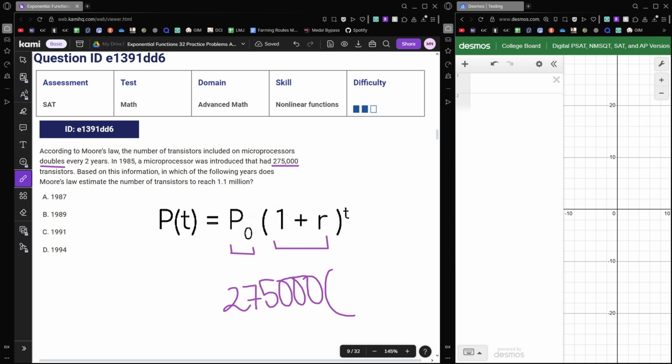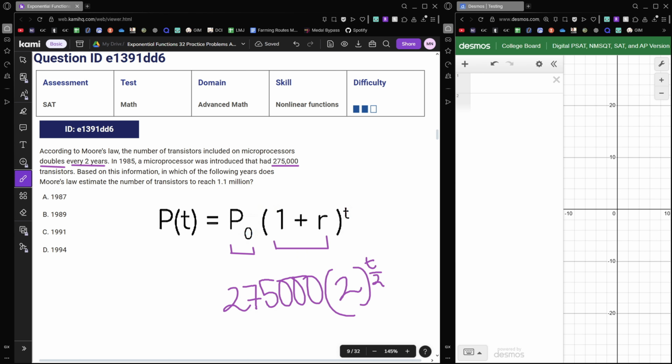Now normally we would do 1 plus r, which would be 1 plus the percent. But here they tell us that the number of transistors doubles, which means that the number inside the parentheses would just be a 2. And then it's going to be raised to the power of t, which is what we're trying to solve for. Now, there's going to be one small change we need to make. It says that it doubles every 2 years. So what we're going to have to do is put this t over 2 like this.